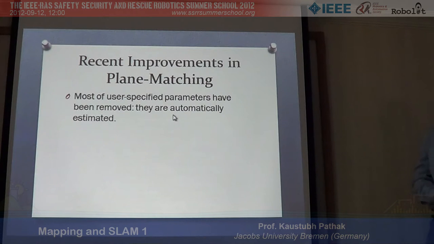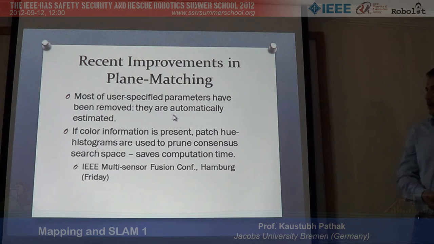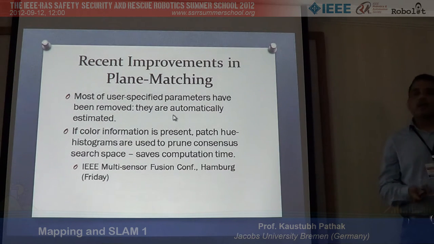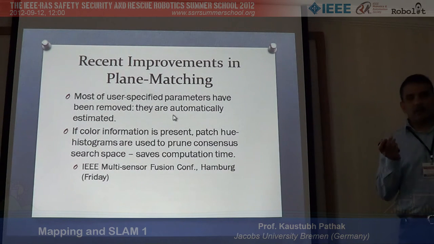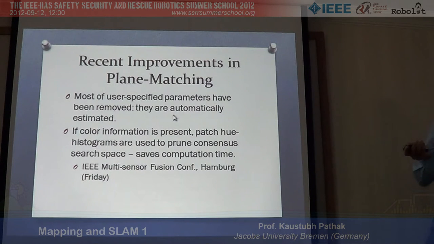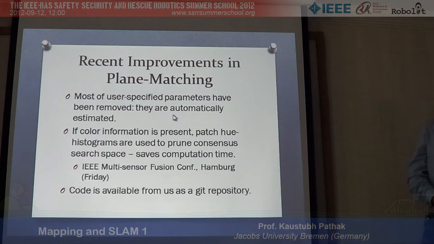And then we have some recent improvements in plane matching. We removed almost all the parameters that were presented in the original IEEE Transactions on Robotics paper. So the user does not have to specify those parameters. They are found statistically and automatically. And if color information is present, then we use that color information to make the algorithm faster using color histograms. This is something which I'm going to present the day after tomorrow at MFI in Hamburg. And our code is available as a Git repository, so if you're interested in the code, just contact me and I can send you the details.